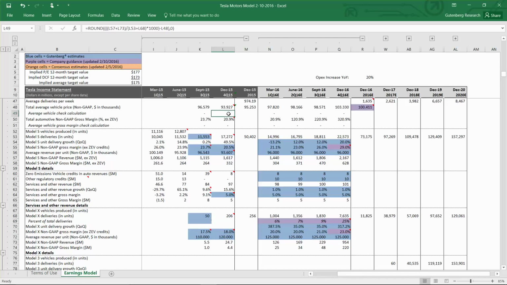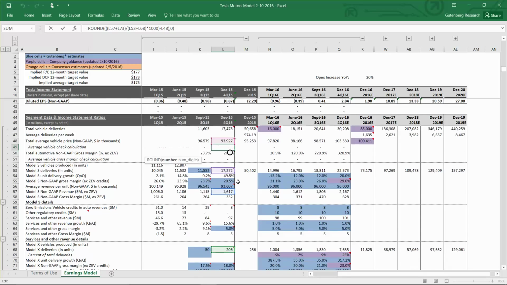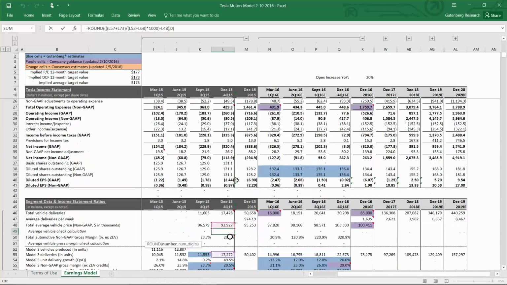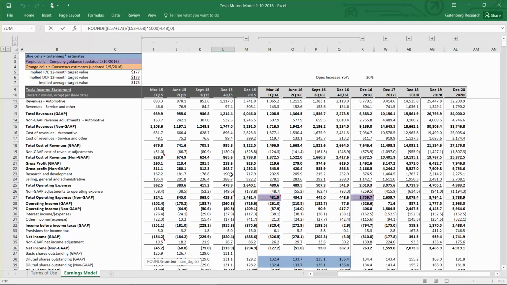And then this check is basically making sure that the auto revenue that's reported on the income statement is in line with our estimates if you basically multiply our estimated average selling price by the number of units. And if it were not the case, then this check here would spit out an error.